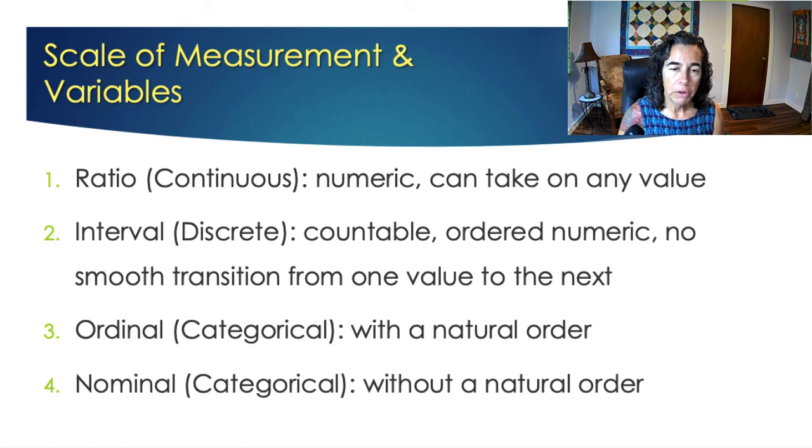Examples. Ratio: height, weight, or age, right? It's continuous from 0 on up. Interval: number of students, number of strokes. Ordinal: educational level or socioeconomic status, right? There's a natural order that goes from a kindergarten education to a post-professional doctorate. And nominal would be things like gender or ethnicity because they don't necessarily go together, but they're categories.